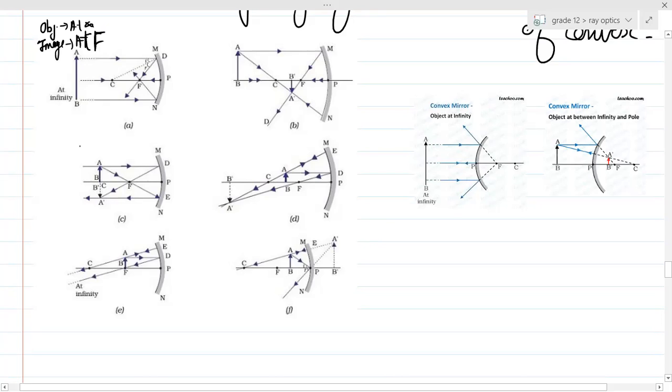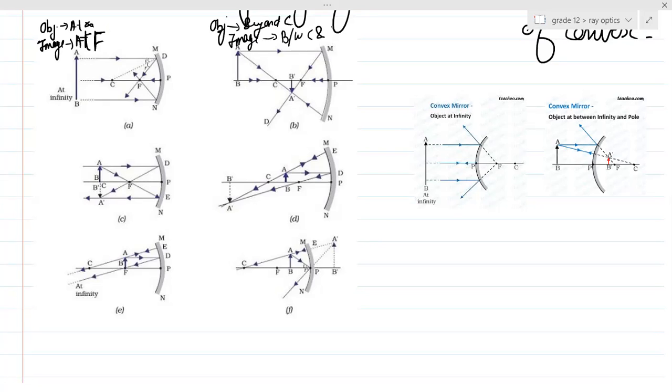In the next case, what happens? Can you see over here, the object is shifted a little bit towards the mirror. So now the object is beyond C, right? And where is the image formed? The image is formed between C and F. ये सबको याद है क्या?